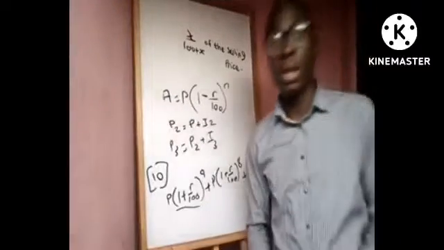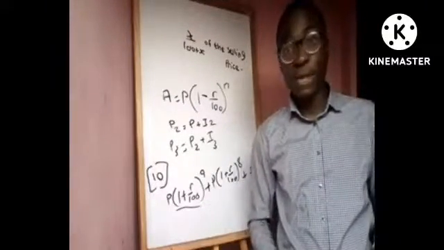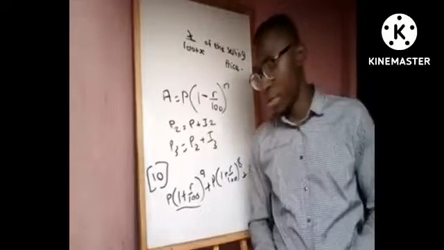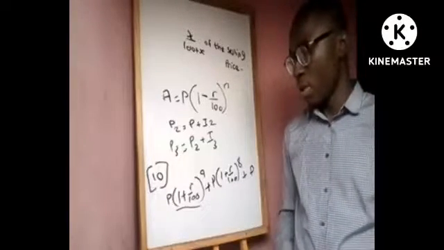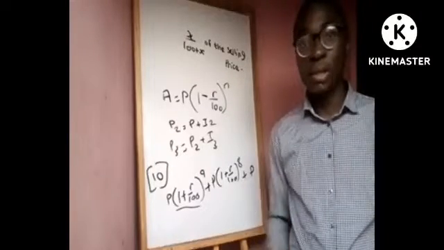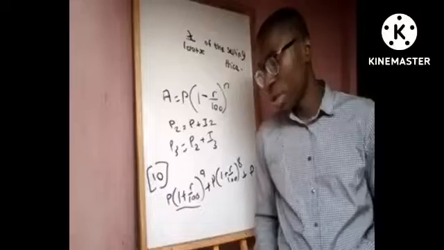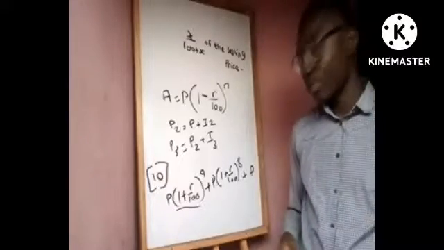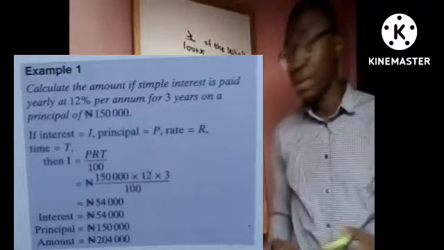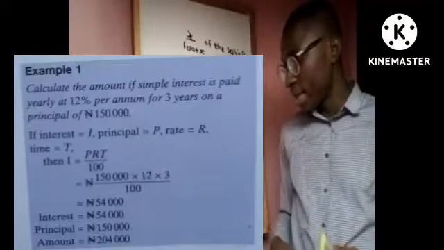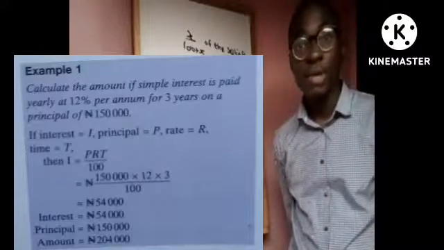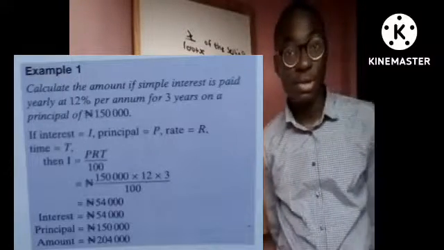To illustrate the concepts I've introduced in this video, I'm going to be showing us, let's call it, a 4 example pattern. I'll be giving 4 examples on these concepts. The first example will be on simple interest. We have to calculate the amount if simple interest is paid yearly at 12% per annum for 3 years on a principal of 150,000 naira. In case you are not in Nigeria, naira is a currency used in Nigeria.